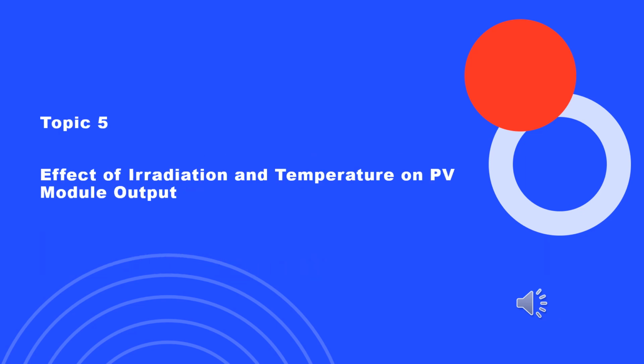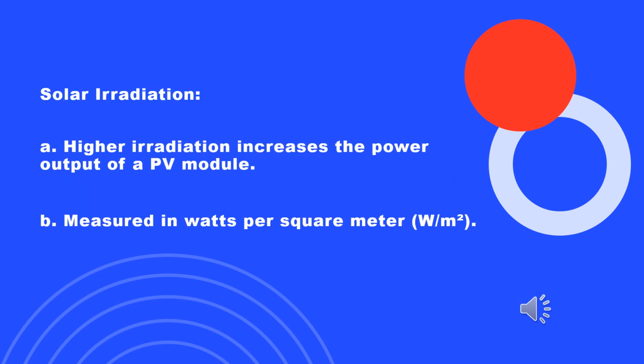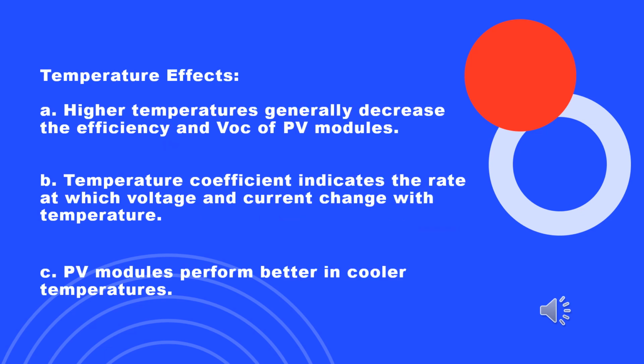Topic number 5. The effect of irradiation and temperature on PV module output. Solar irradiation. Higher irradiation increases the power output of a PV module. Irradiation is measured in watts per square meter. Temperature effects. Higher temperature generally decreases the efficiency and VOC of PV modules. Temperature coefficient indicates the rate at which voltage and current change with temperature. PV modules perform better in cooler temperatures.